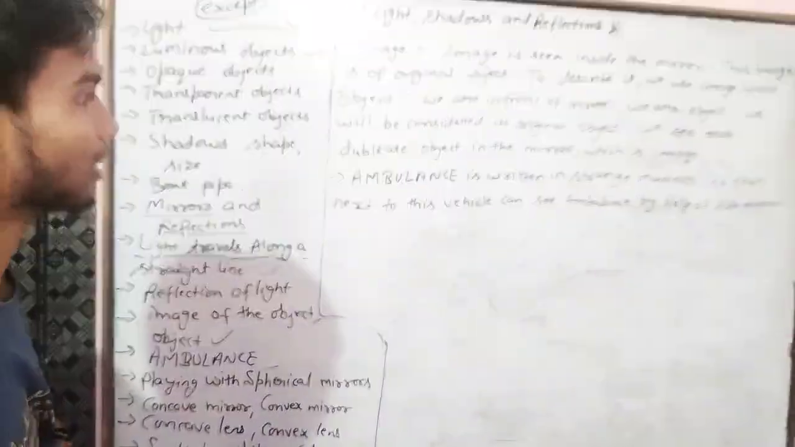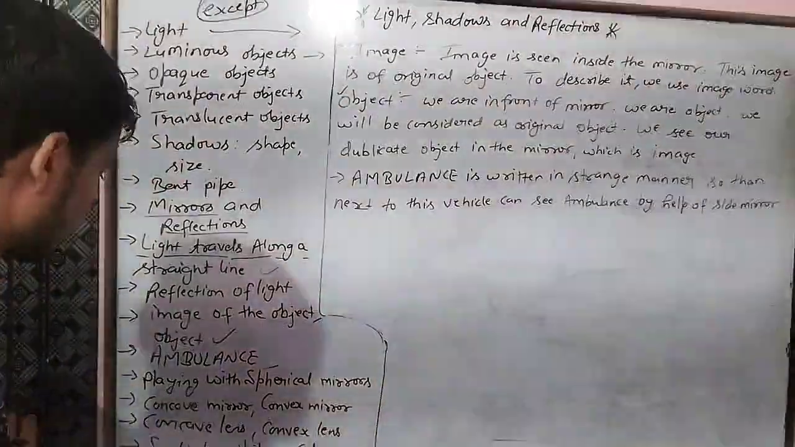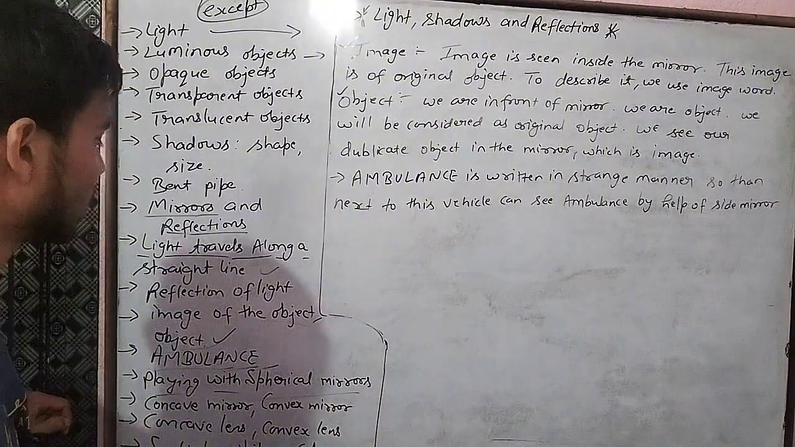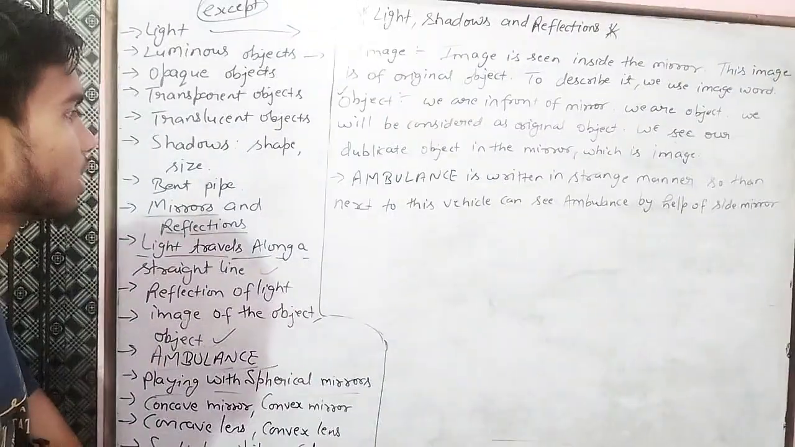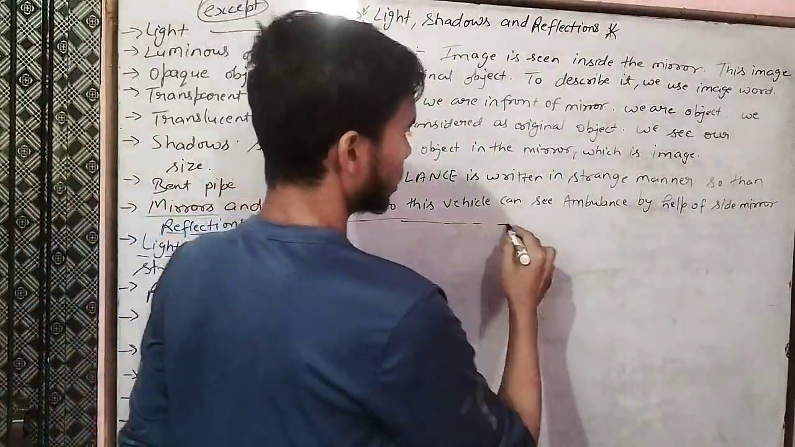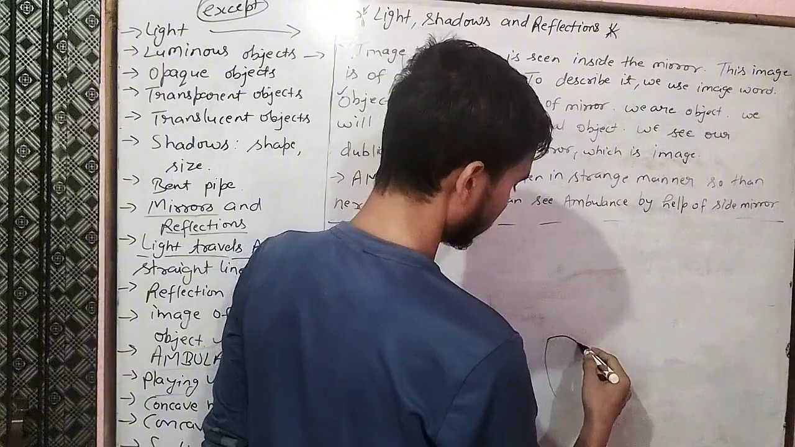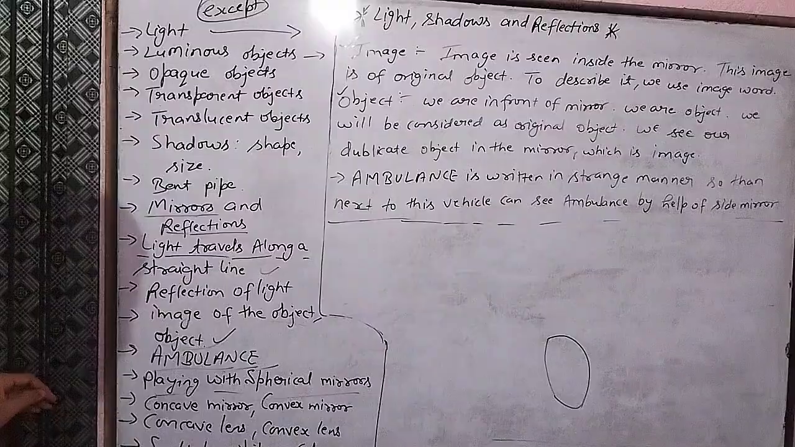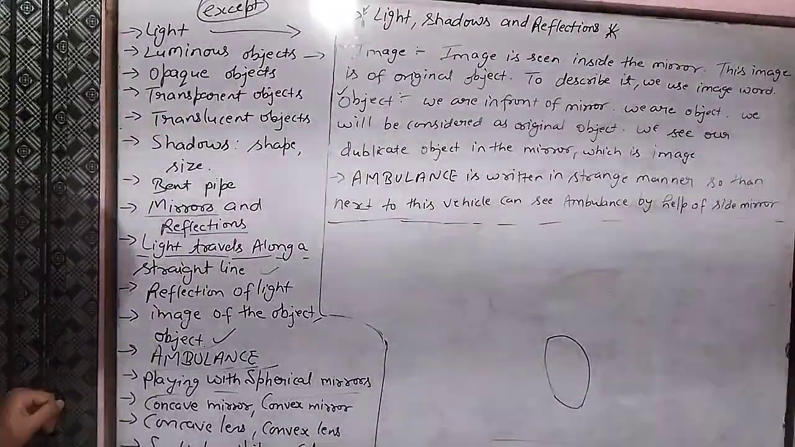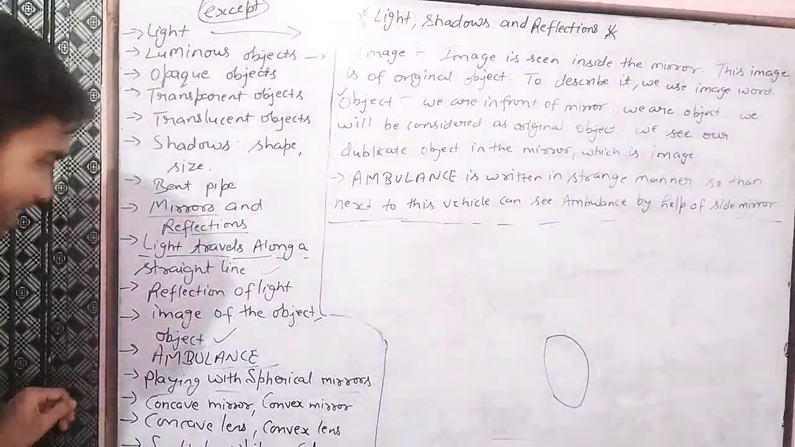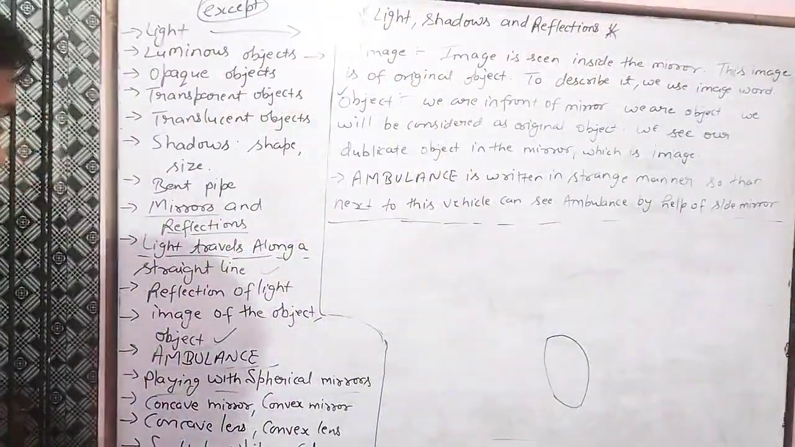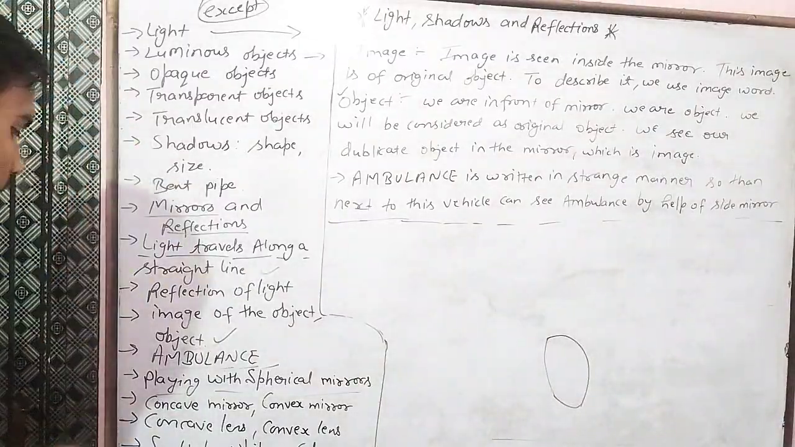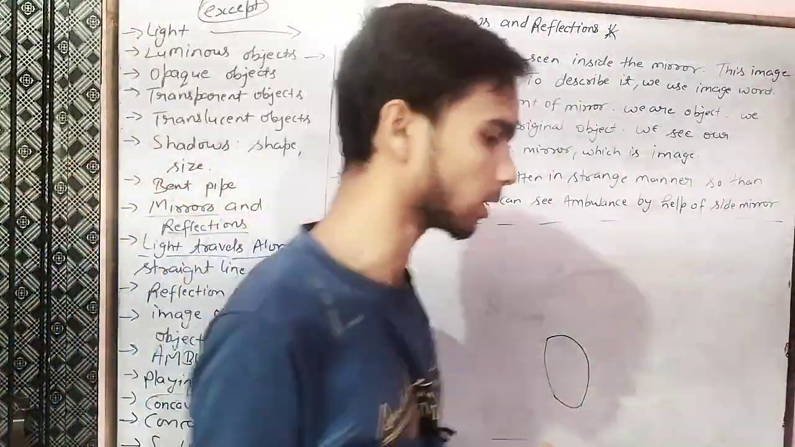What can we do? Playing with spherical mirrors. Now that is a very interesting point. In shape, this is a spherical. This is the shape of a spherical. Am I right or not? With playing with spherical mirrors, we try to investigate. We try to find out concave mirror and convex mirror.